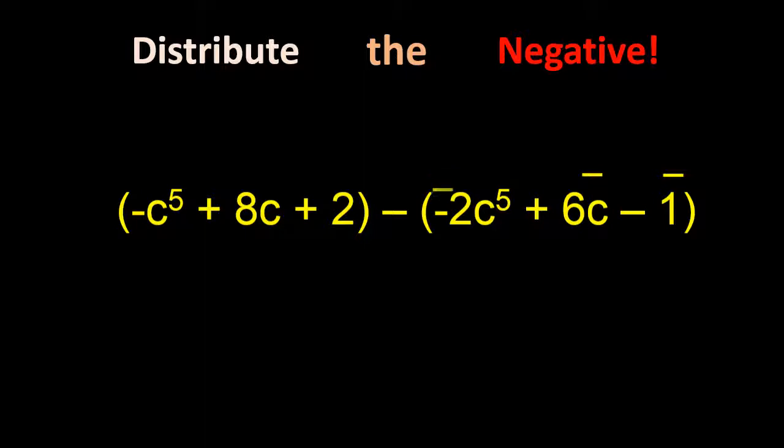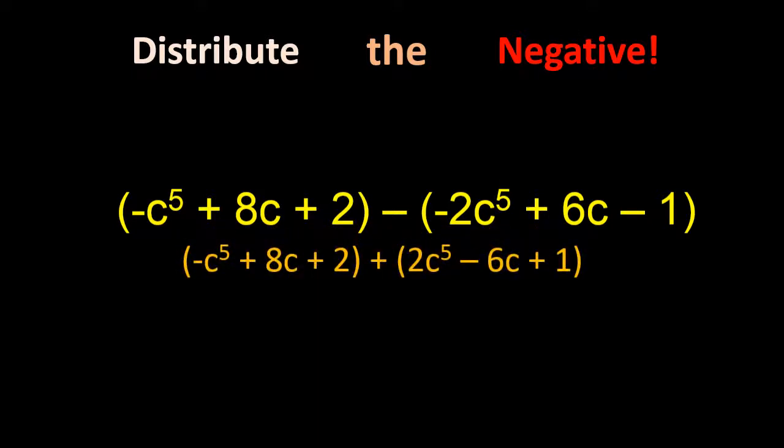This means that each term in the second polynomial is going to change its sign. So I'm going to end up with negative c to the fifth plus 8c plus 2 plus, where the subtraction sign changed into a plus sign, 2c to the fifth minus 6c plus 1. Now, we have two polynomials added to each other. That means now we can look for like terms.